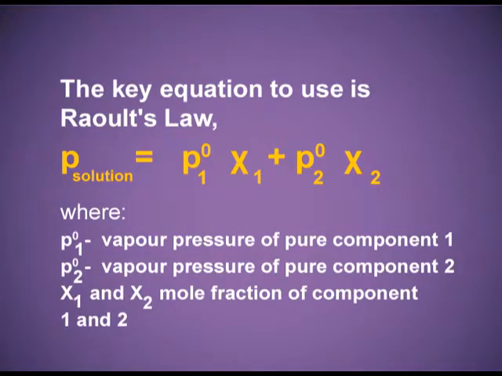Mathematically, Raoult's law is: the pressure of the solution is equal to P01 x1 plus P02 x2, where P01 and P02 are the vapor pressures of the pure component 1 and 2, and x1 and x2 are the mole fractions of the component 1 and 2.